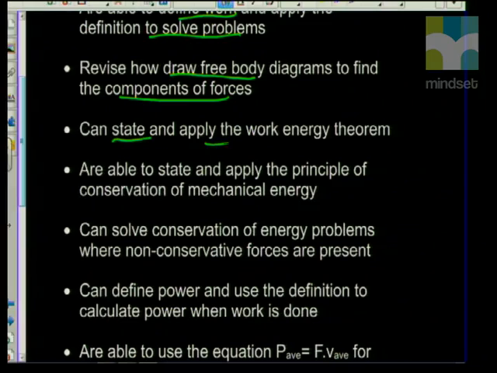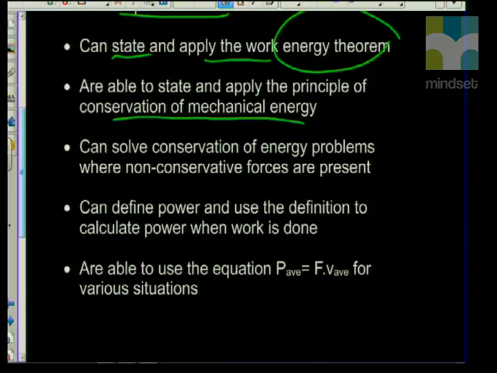Then you should be able to state and apply the Work-Energy Theorem. This is a wonderful theorem, and it's something that will help us do lots of calculations, but you do need to understand it very carefully. The other bit of theory that you need to know is the conservation of mechanical energy. So you need to be able to state it as well as apply it.